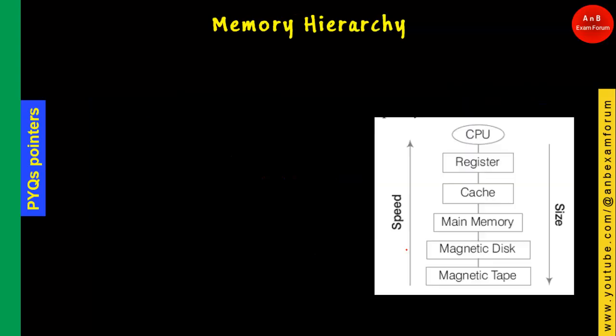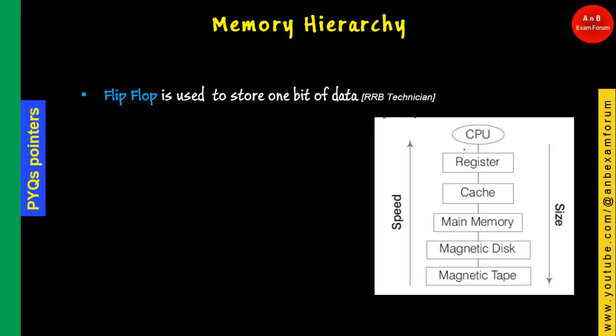Coming to the last topic of this particular session, the memory hierarchy. And as you can see, the closest to the CPU are registers. But before registers, one important electronic circuit is the flip-flop. What is a flip-flop? A flip-flop is an electronic circuit which is used to store 1 bit of data. In the exam we have seen this question, like which of the following electronic circuits is used to store 1 bit of data. Your answer would be flip-flop.